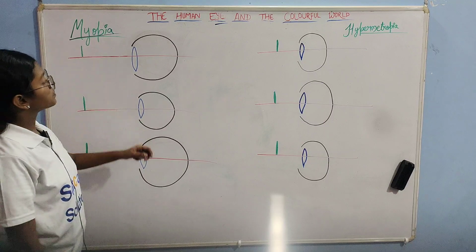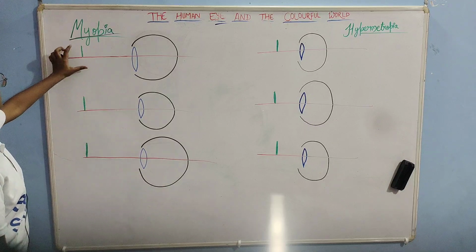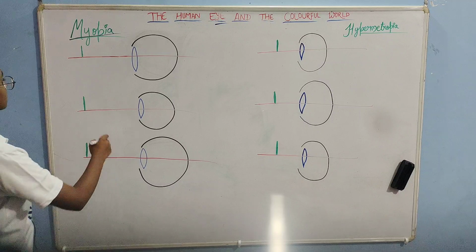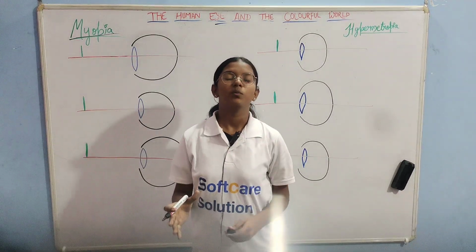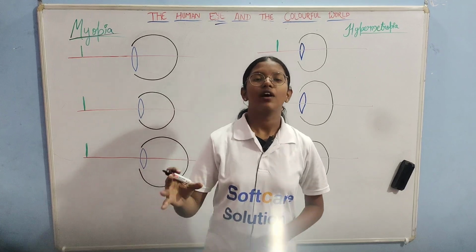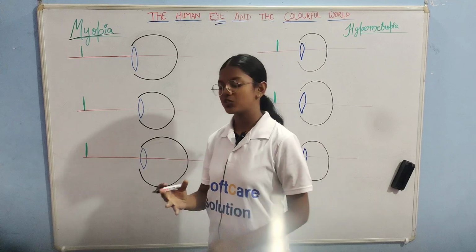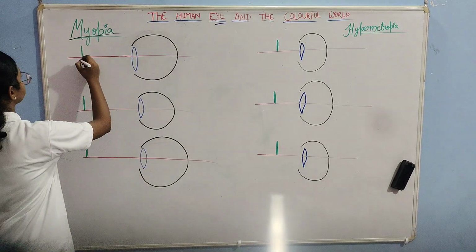The person who is affected by myopia will not see distant objects clearly. It means that a myopic eye will see the near object clearly, but the far object will become blurred to its eye. So let's see what actually happens in a myopic eye, how the image is formed there.